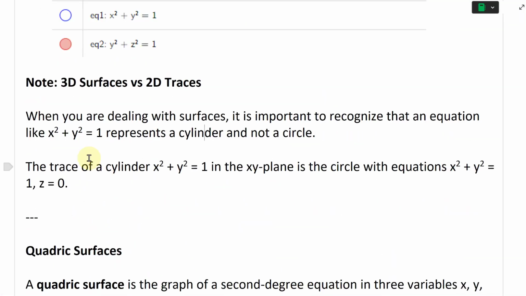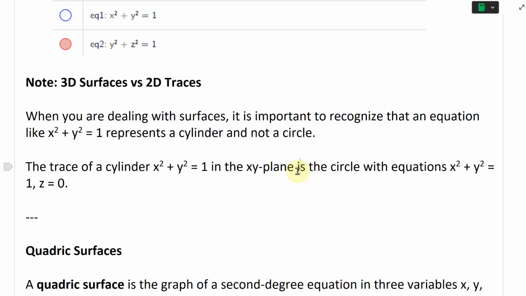And going further, I just want to make a note. 3D surfaces versus 2D traces. So when we are dealing with surfaces, it is important to recognize that an equation x squared plus y squared equals 1 represents a cylinder and not a circle. And the trace of the cylinder x squared plus y squared equals 1 in the xy plane is the circle with equations x squared plus y squared equals 1 and z equals 0. So that's the thing.